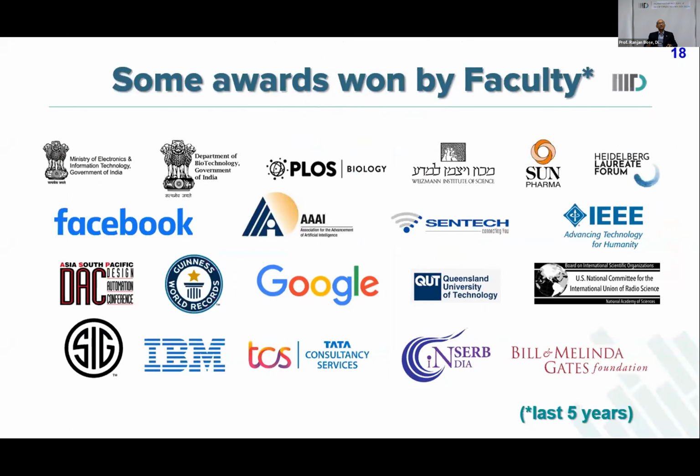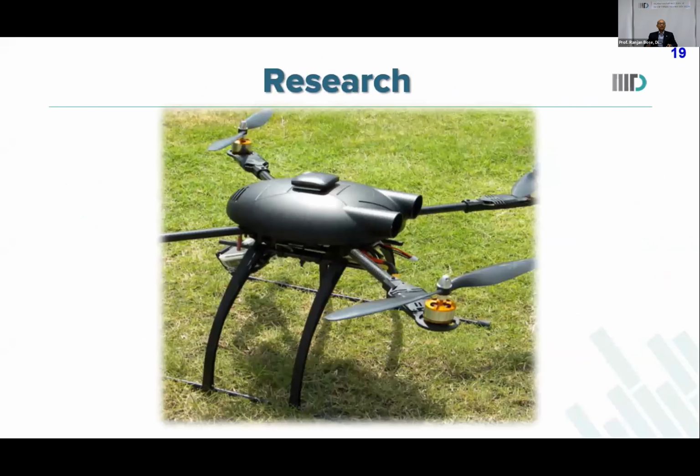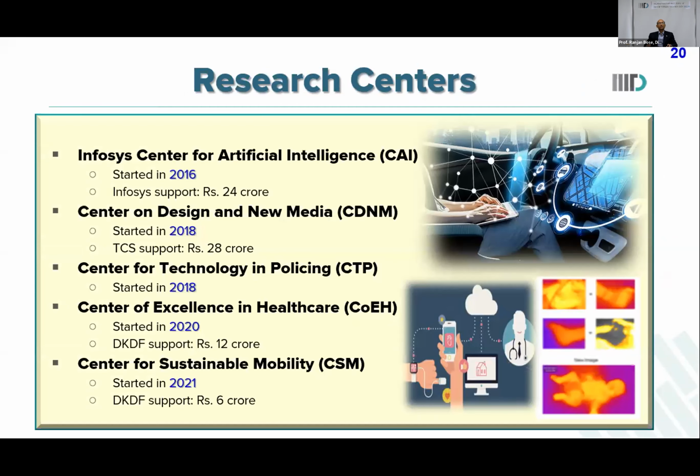Our faculty members have won several awards, just to give you a glimpse of where they are. This is just a representative set, and there are many, many more. Moving quickly on to research, we have several research centers, which are by definition interdisciplinary in nature. We have the industry-sponsored Infosys Center for AI and the Center for Design and New Media by TCS.